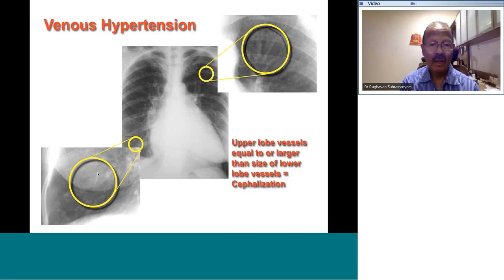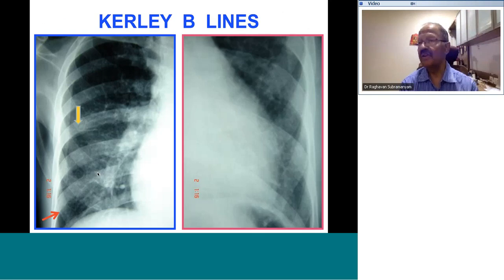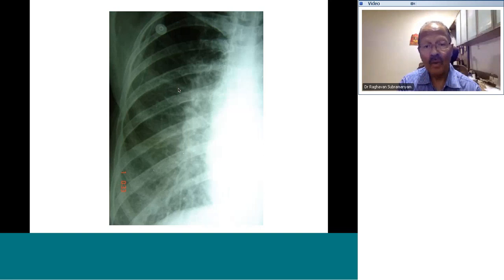When pulmonary venous hypertension becomes a little more severe, fluid exudes out of the vessel into the interstitium, and forms interstitial lines. Can you see this horizontal line, very well shown by this arrow here? You can also see smaller horizontal lines in the costophrenic angle here. These are lines of interstitial fluid in the lung, and they are called Kerley B lines. You can see them on both sides in the lower lobe. So this is the stage of interstitial edema, a little more advanced stage of pulmonary venous hypertension.